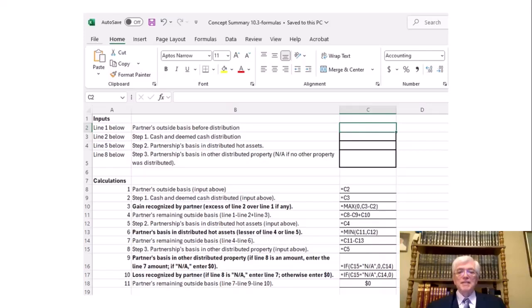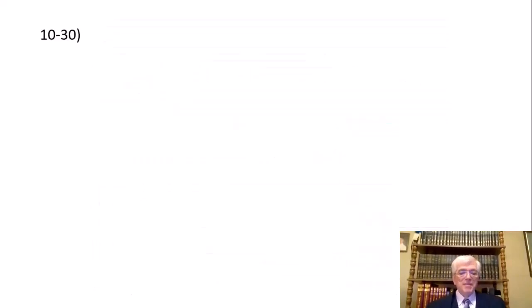There are the formulas. And again, they're basically pretty simple. There are a couple of if statements at the bottom. Then notice the very last item there, the bottom one, item 11, partner's remaining outside basis, is zero. That's not even a formula. That's just zero. Problem number 30. Let's see how this works.